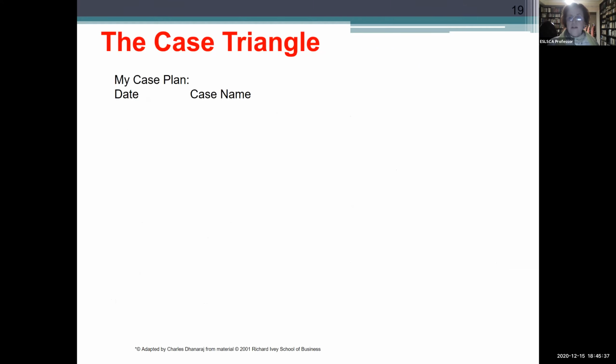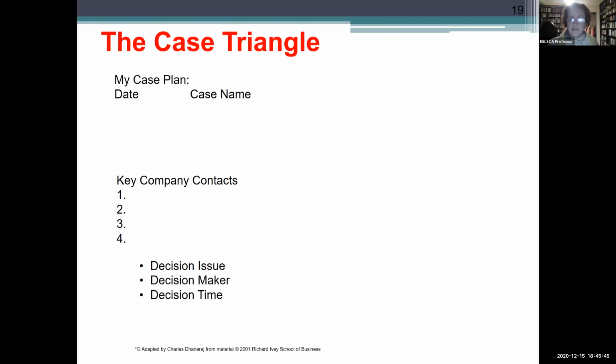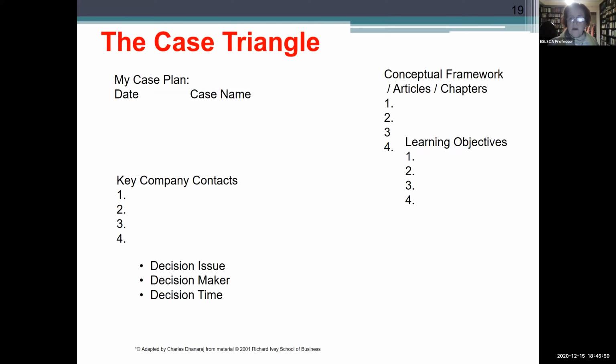So let's look at the case triangle. So here is your case triangle. You look at the company context, who is mentioned in the case. You have a decision issue, decision maker, and decision time, so when the decision should be made. You also write for yourself the articles or chapters you want to assign, 1 to 3, and the learning objectives you want to achieve, and the discussion questions.